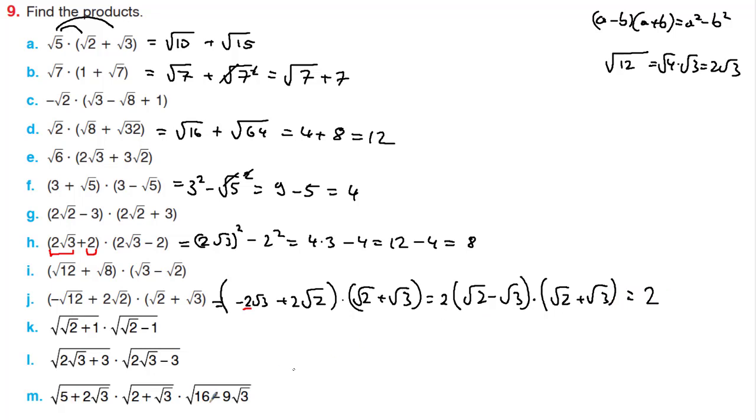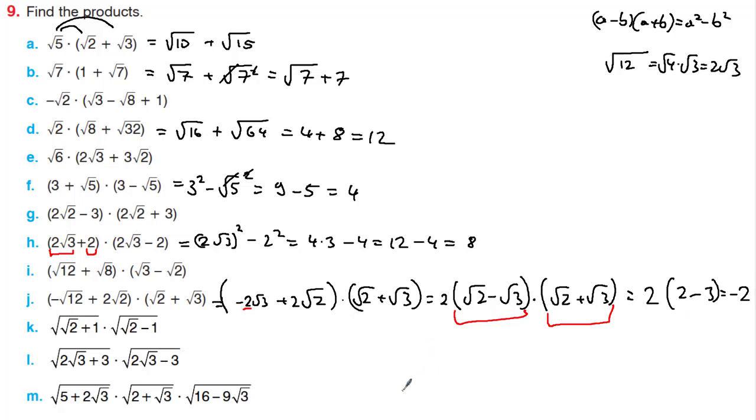Now what do you get when you multiply these two parts? Here and here, we get square root of 2 times square root of 2 is 2, minus square root of 3 times square root of 3 is 3, so this is negative 1. The final answer is just negative 2.